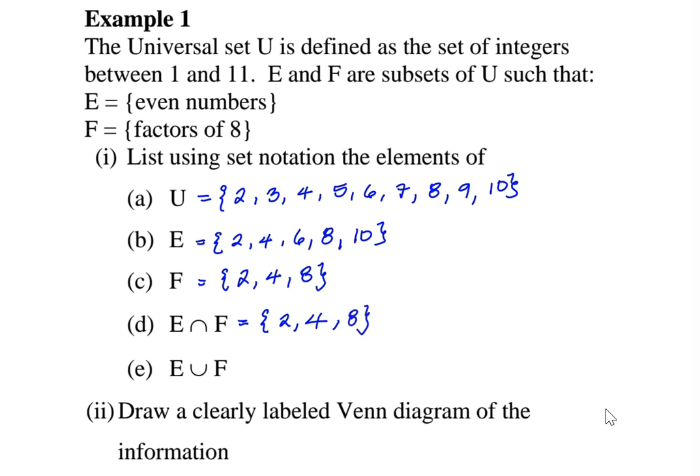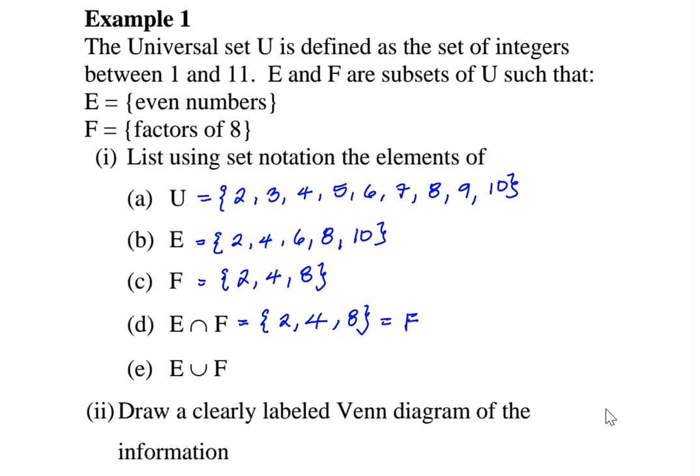All right. So if you look carefully, you can see that the set E intersect F and the set F are equal sets. Why? Because they have the exact same elements. So I could say that E intersect F is equal to F.